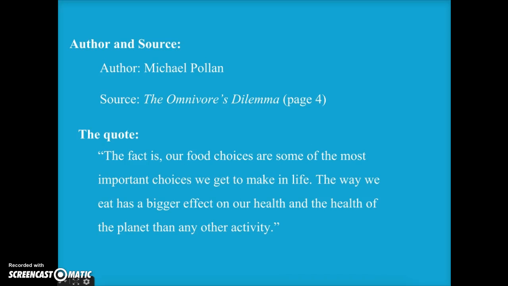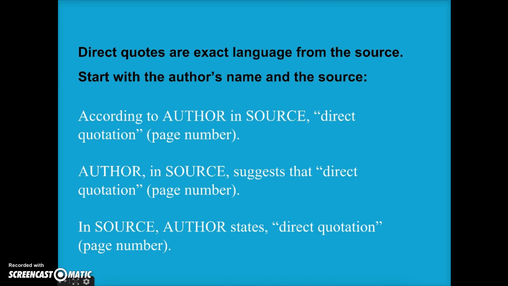So let's look at the quote we'll be working with. This quote was taken from our book, The Omnivore's Dilemma, from Michael Pollan, and here's the quote itself. The fact is, our food choices are some of the most important choices we get to make in life. The way we eat has a bigger effect on our health and the health of the planet than any other activity. So let's look at some different ways that you can directly quote.